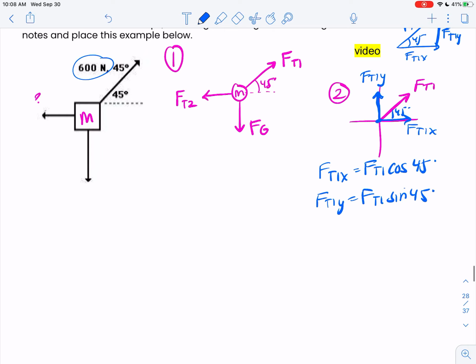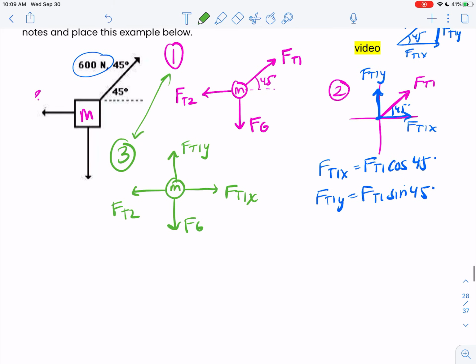All right, now here goes the third step. This is the most important thing to do. And you really, really need to do this and not skip it, okay? This is what's going to really help you. So you're going to have your mass, and then what I want to do is I want to redraw this force diagram with the components instead, FT1X and FT1Y. Okay, so I'm going to redraw it with the components.